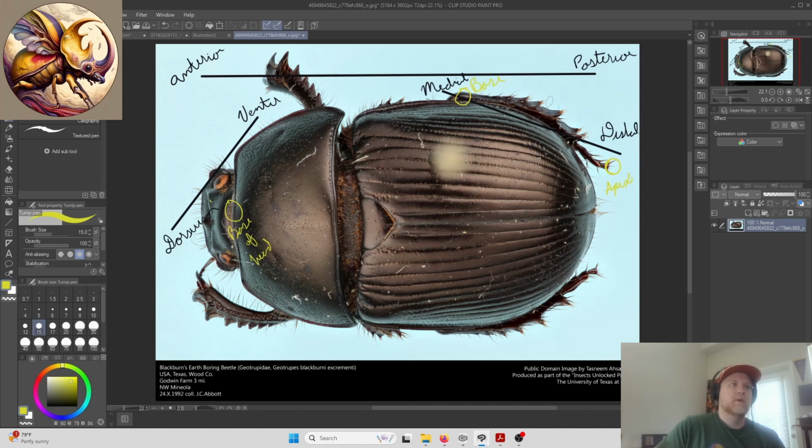This portion here, this shield that you see on the back of them, is called the pronotum. I'll explain what that means in a different video. But on insects, this big shield you see right behind the head is called the pronotum. The base of the head is also the apex of the pronotum. And this is the base of the pronotum.